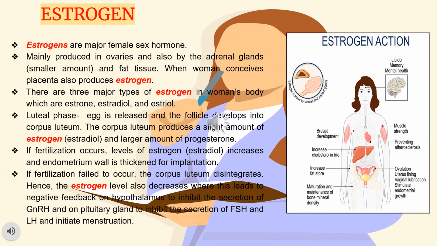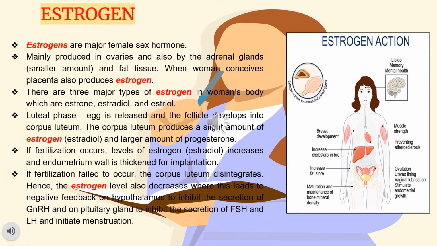Moreover, when women get pregnant, the placenta also helps in the secretion of estrogen. Have you ever known that there are three types of estrogen? They are estrone, estradiol, and estriol. All these estrogens have slightly different arrangements or numbers of atoms.